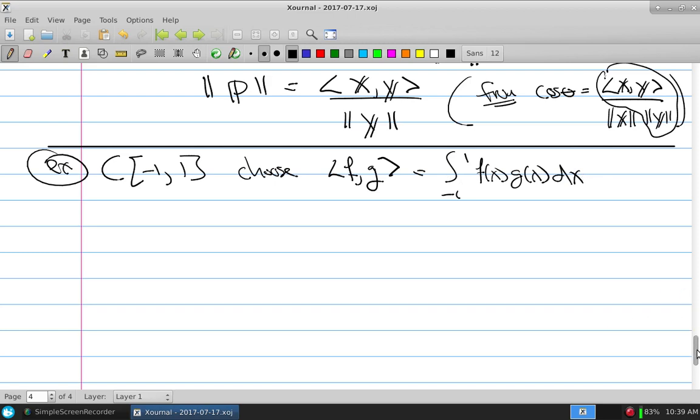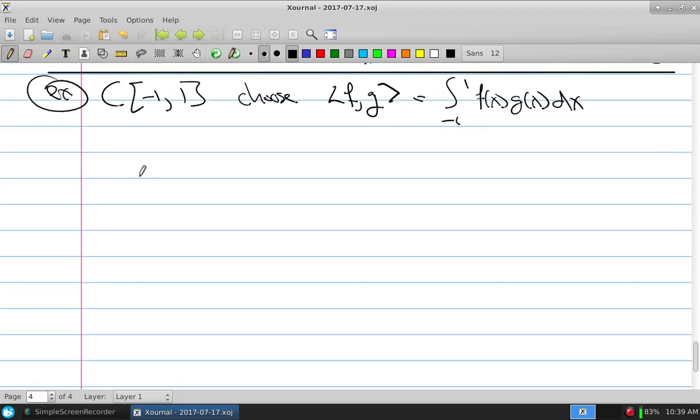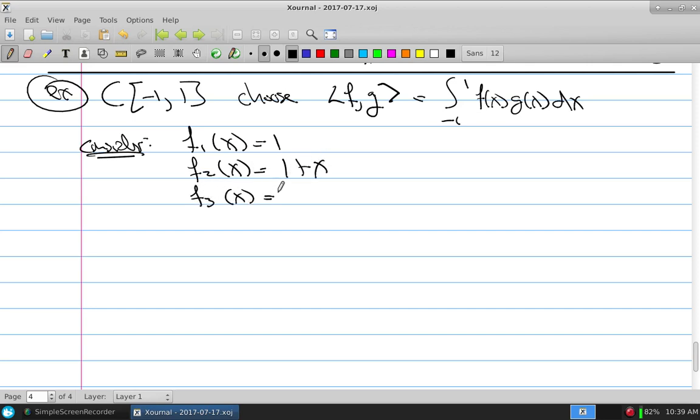All right, I'm going to pick, say, three functions. Let's consider, say, function 1 of x is just simply 1. Let's consider function 2 of x is equal to, say, 1 plus x. Say, function 3 of x is equal to, say, x plus x cubed. All right, we can do some different things.